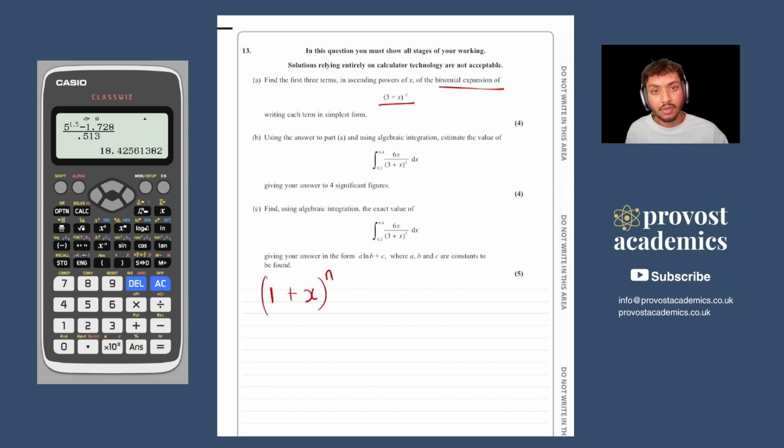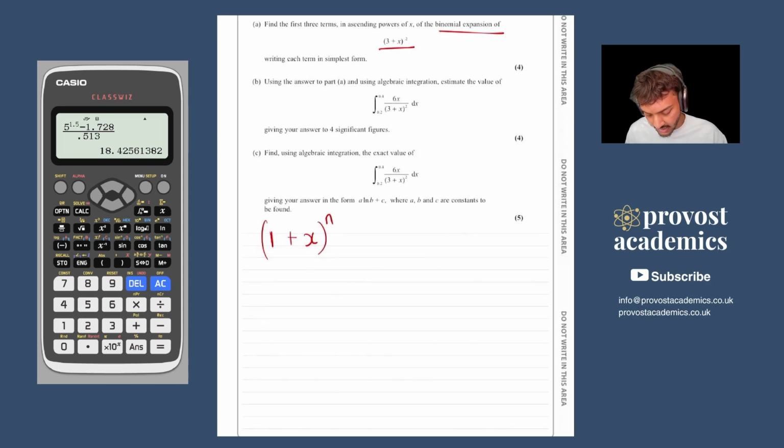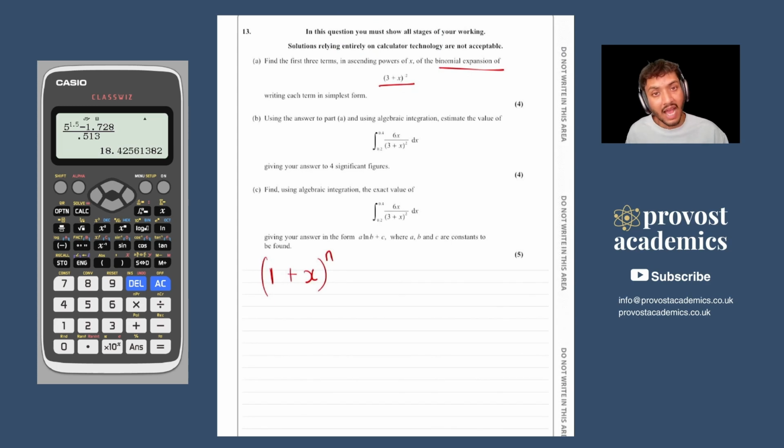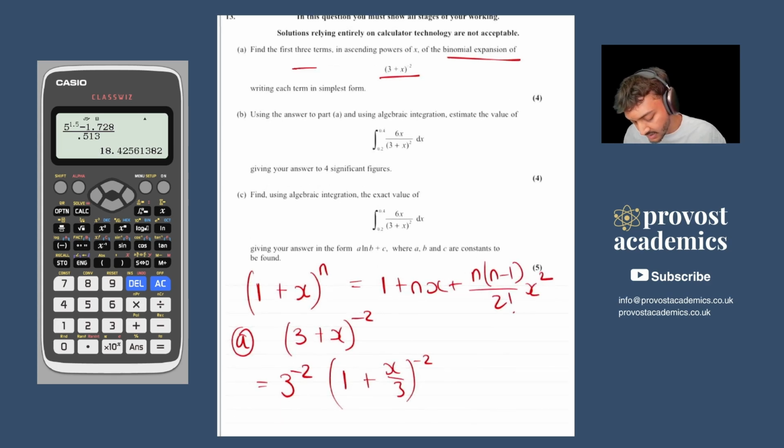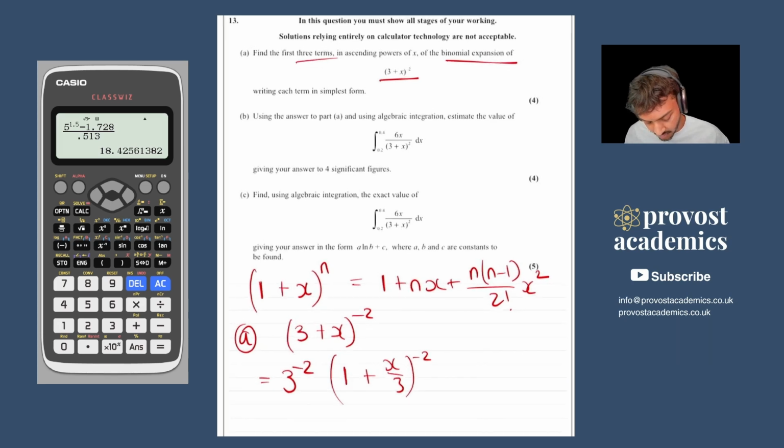So our plan is, can we put this expression into 1 plus something form? We can do so by just pulling the 3 out. Now when we pull the 3 out, we need to make sure we respect the power, so the power comes with it. So 1 plus x over 3 to the power of minus 2. Now we know this expansion looks something like 1 plus nx plus n times n minus 1 over 2 factorial x squared. And that's only the first 3 terms we need anyway, so that's actually quite good.